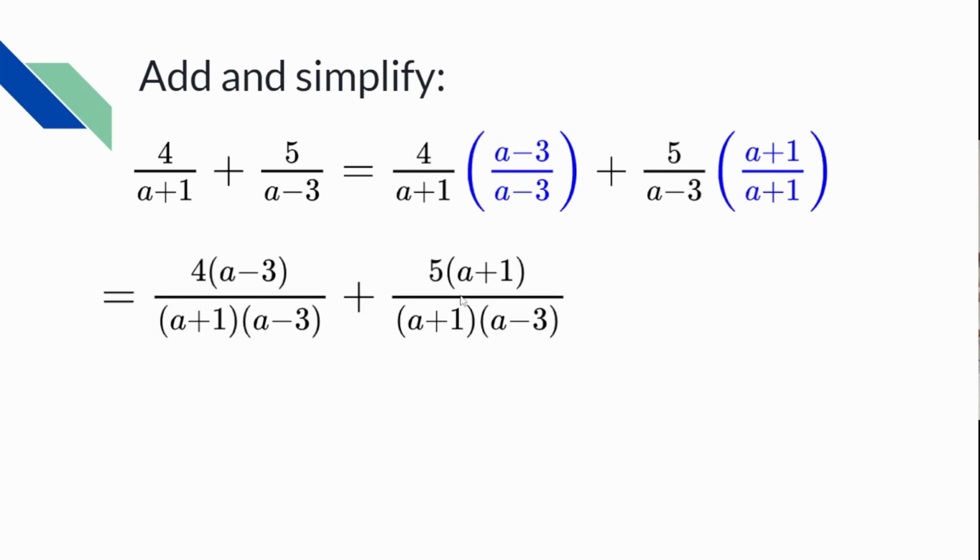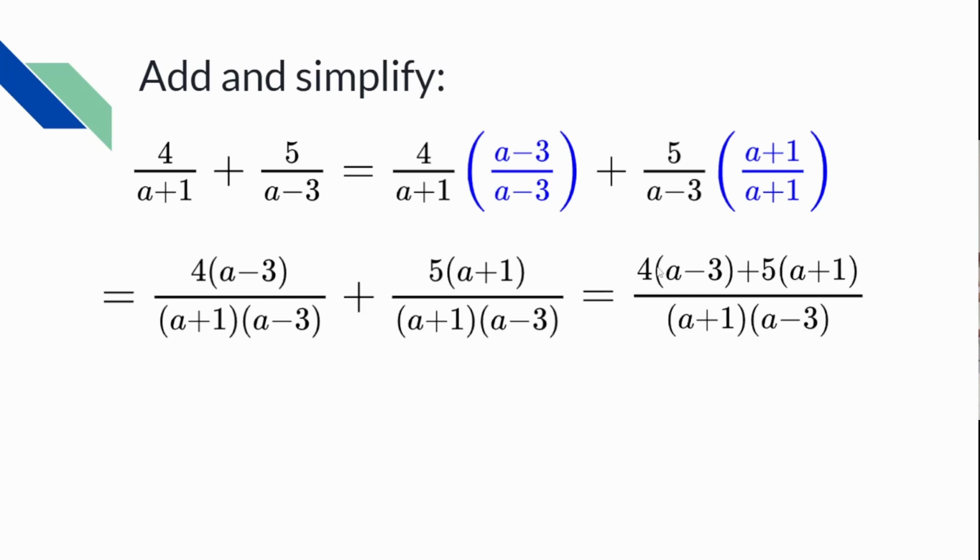Here's the result of the multiplication in both cases. So we have 4 times a minus 3 over this common denominator, and we have 5 times a plus 1 over the common denominator. So now we're ready to condense two fractions into one, right? When we add this, we get 4 times a minus 3 plus 5 times a plus 1 up top.